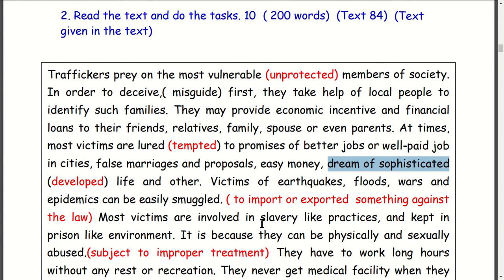Most victims are involved in slavery. What do victims suffer? The people who are trafficked, who are sold, are involved in slavery. Slavery means a servant, but this is different. There was a slave system in Nepal too, many years ago. In the slavery system, a slave is sold and bought like cattle, cow, buffalo. But it is illegal in Nepal. It has been abolished here.